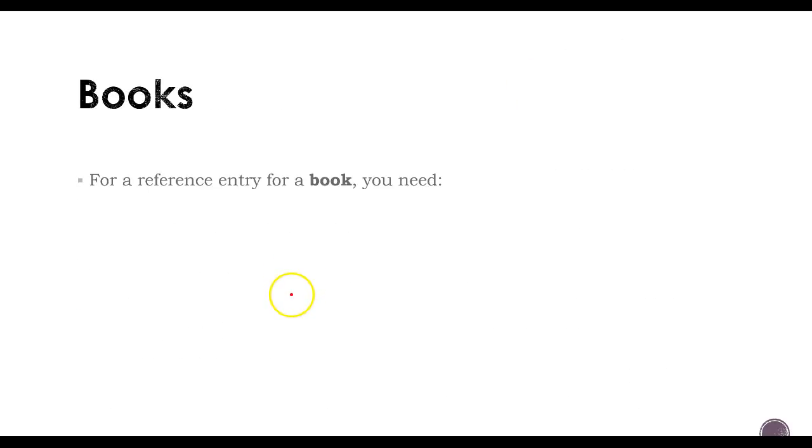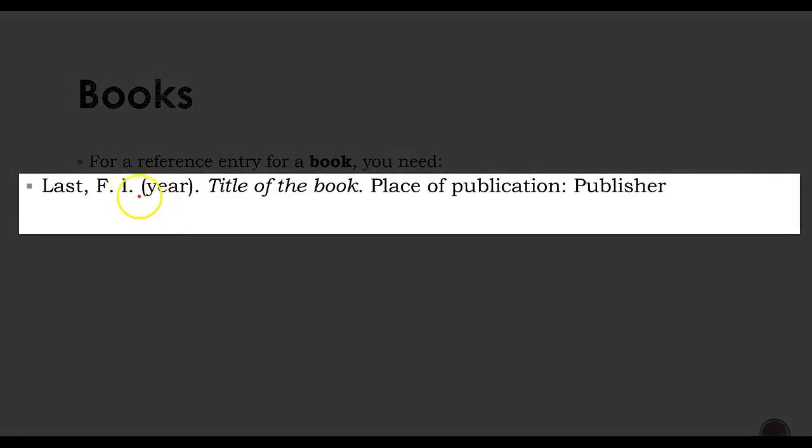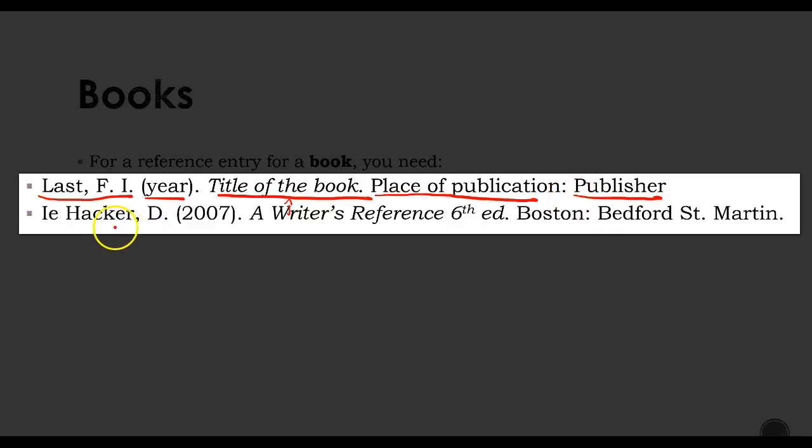So for books, a reference entry for a book needs the author, the last name and first initial, the year, the title of the book, and notice how it goes in italics and it's lowercase, the place of publication, where the book was published, and the publisher, who published the book. So for instance, for our Diana Hacker book, we would say Hacker, D. So it's Hacker, D for Diane, period, 2007, period.